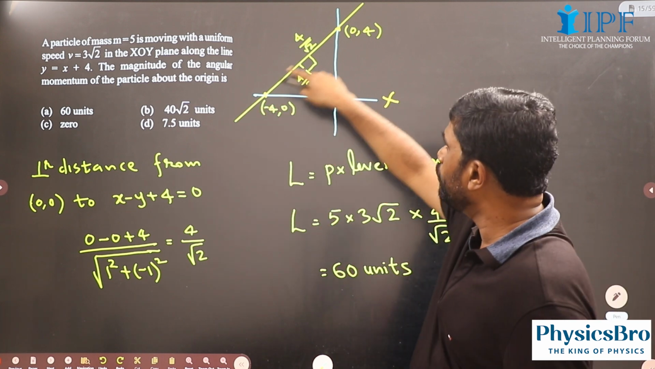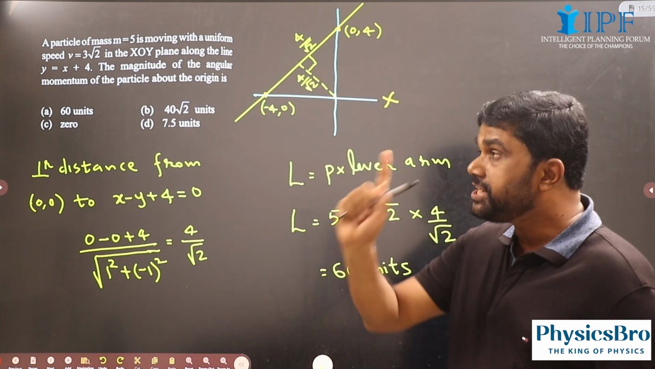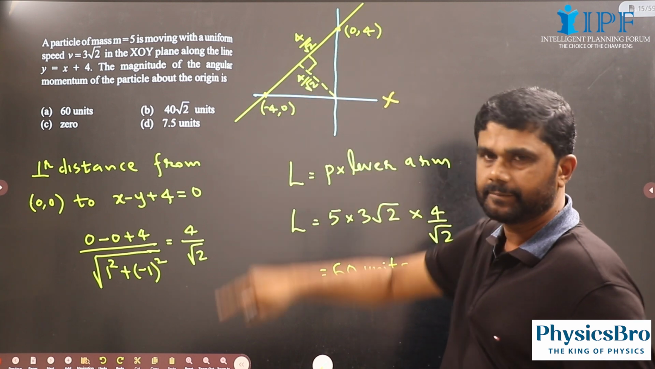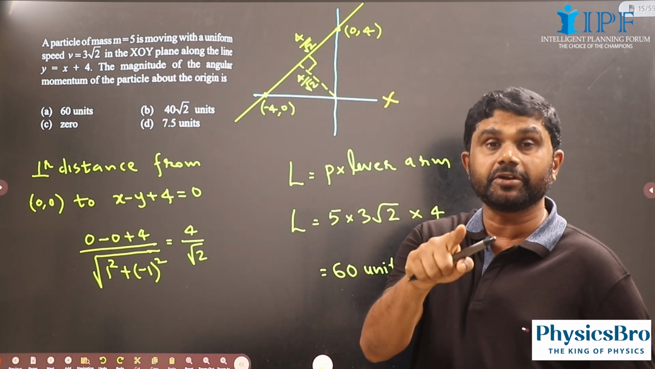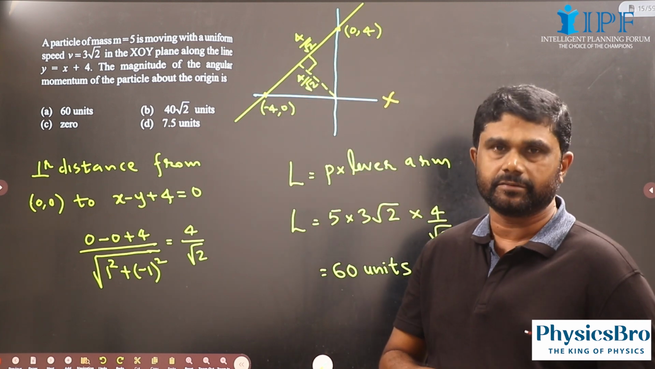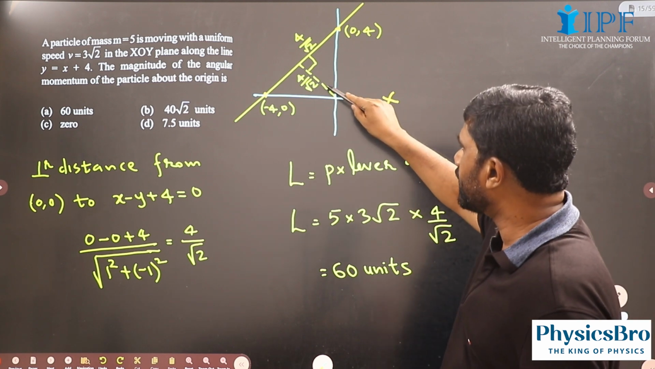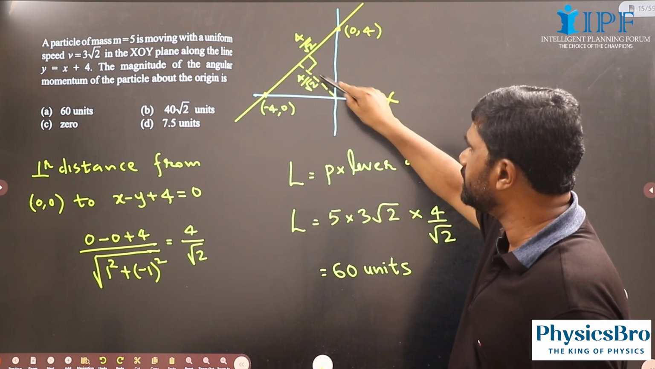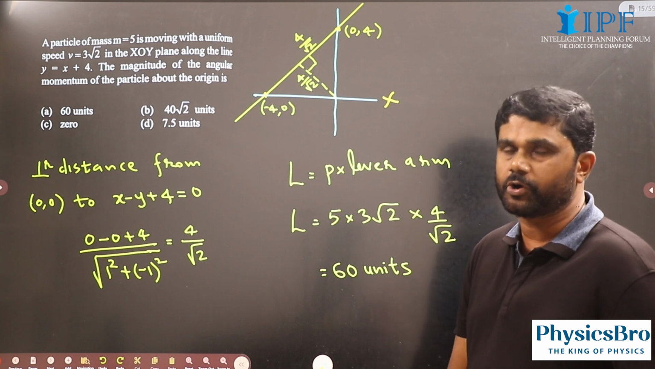Okay, the particle is moving along this line. So its linear momentum is acting along this line. We have to find the perpendicular distance from the origin to that line. Okay, so this broken line is the perpendicular distance.